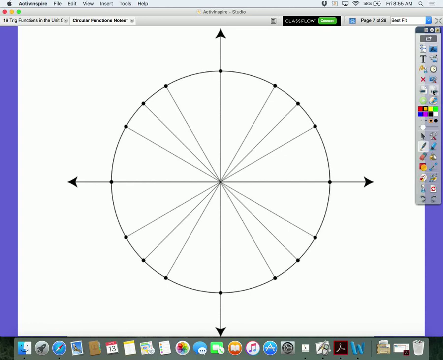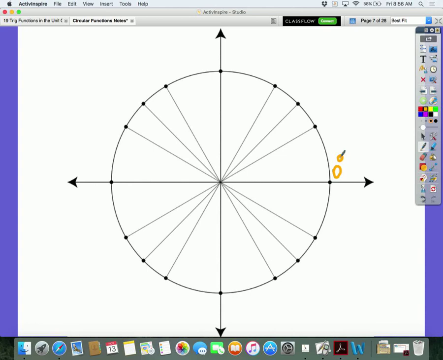the first degree measure, which is located right here along your initial side. This degree measure would be what? Not pi. You have to start. Think about it. When you think of a degree of a circle, what's the smallest degree you possibly have? Zero. Zero degrees. This angle right here is 0 degrees.